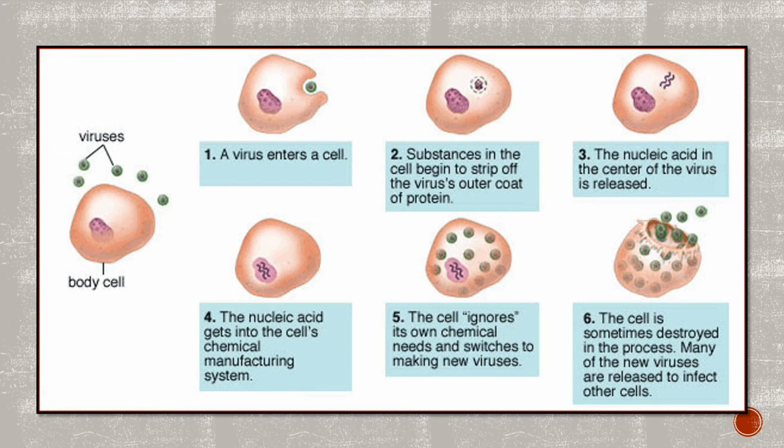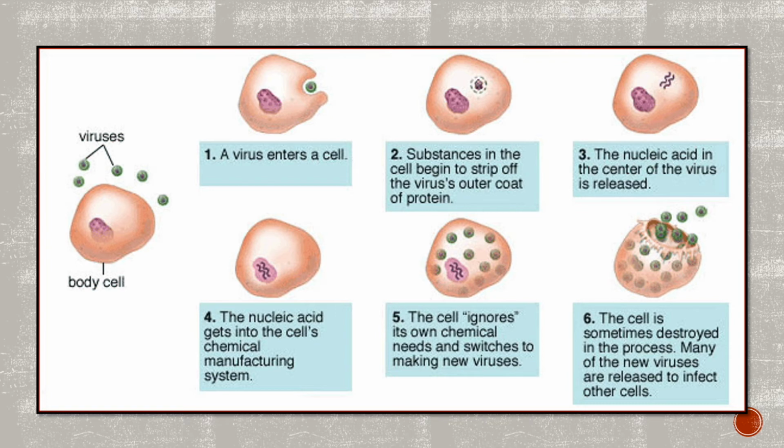Now, I have here a diagram that shows you a simple way on how a virus infects a healthy cell or a body cell. Provided that the body cell is already exposed to viruses, a virus will enter a cell. Second, substances in the cell begin to strip off the virus's outer coat of protein, or the protein coat. Then the nucleic acid in the center of the virus is released.